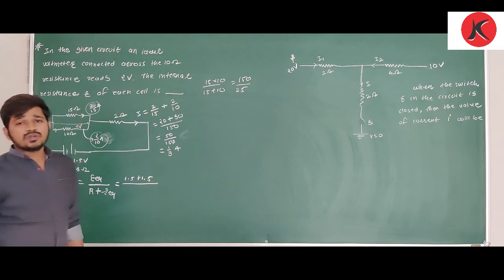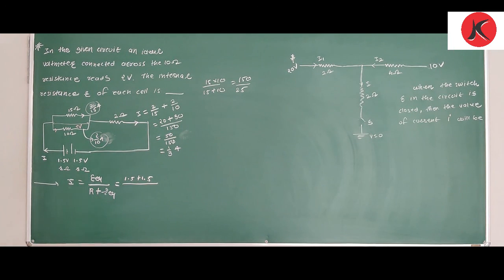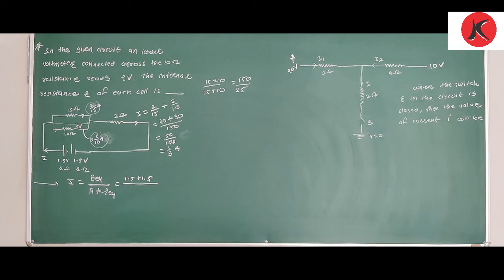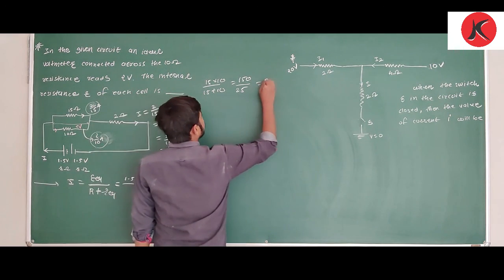Okay, what is 150 divided by 25? 150 divided by 25 is equal to 6, obviously. Okay, then how to find this? So yes, it is 6 ohm.